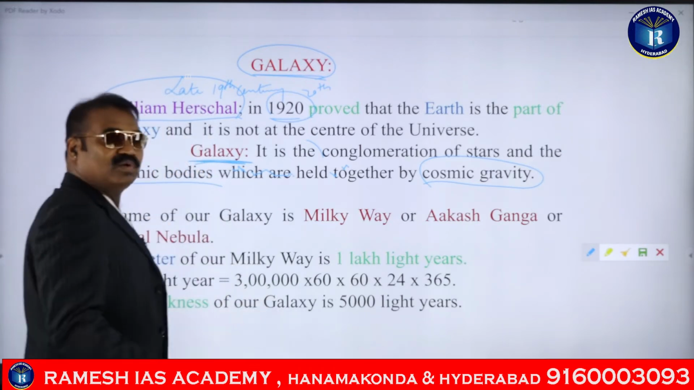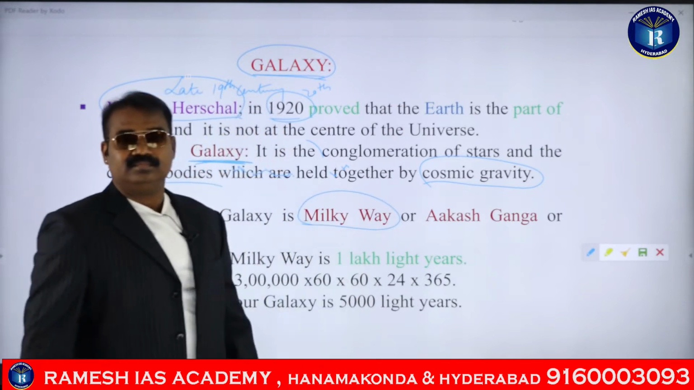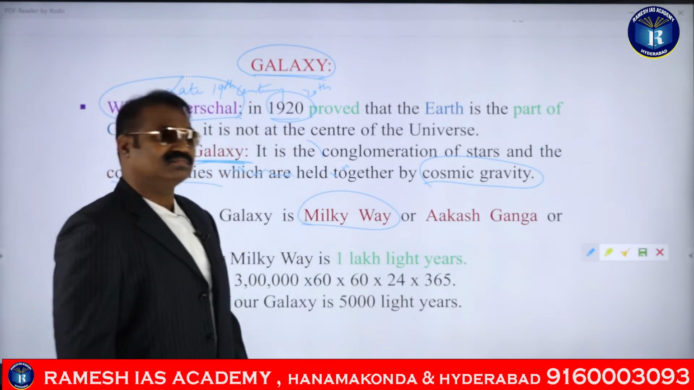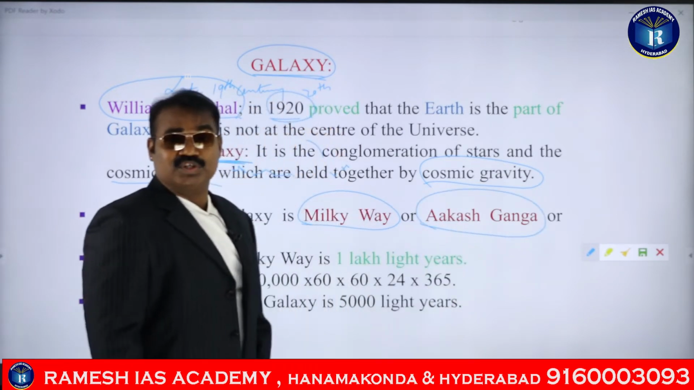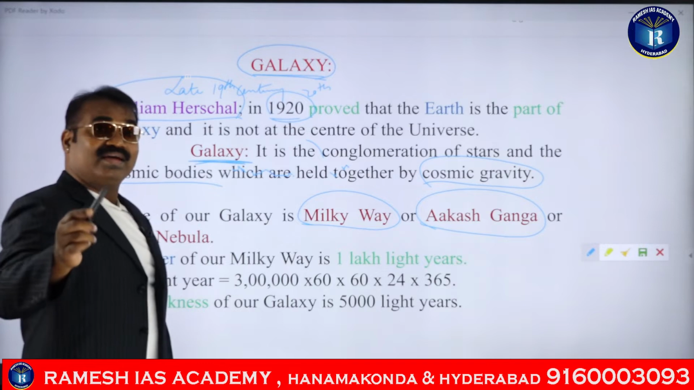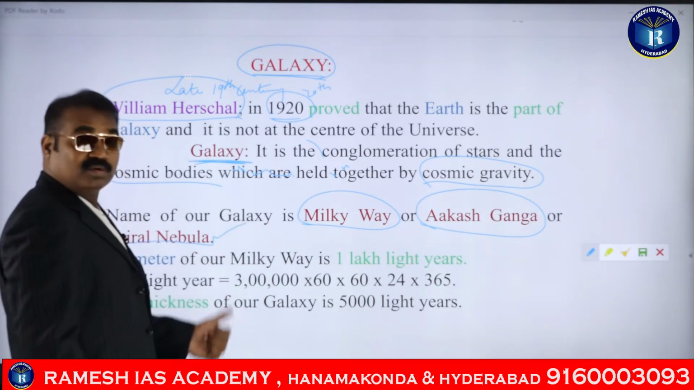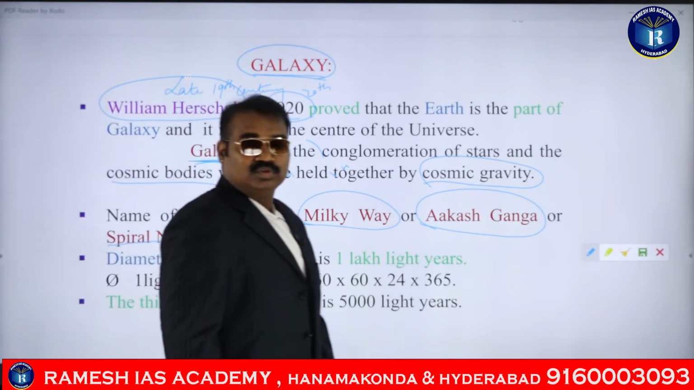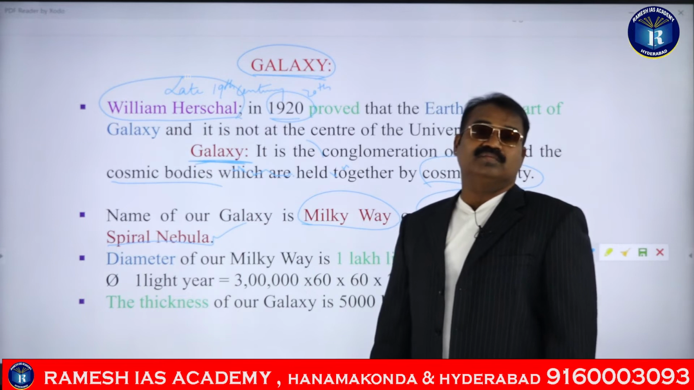And we know that the name of our galaxy is Milky Way. This was our prelims question. It is also called Akash Ganga. This was also our prelims question. And our galaxy is also called the spiral nebula, guys. This has not been asked yet till now. So the name of our galaxy is also the spiral nebula.